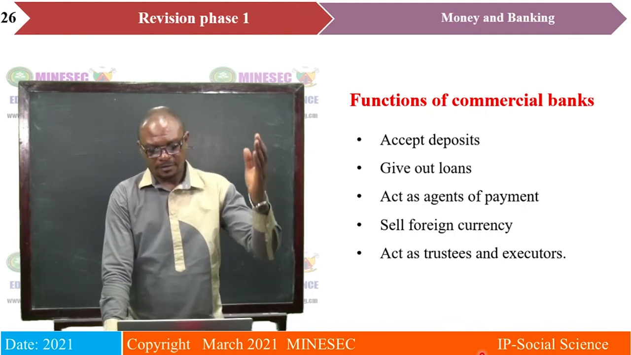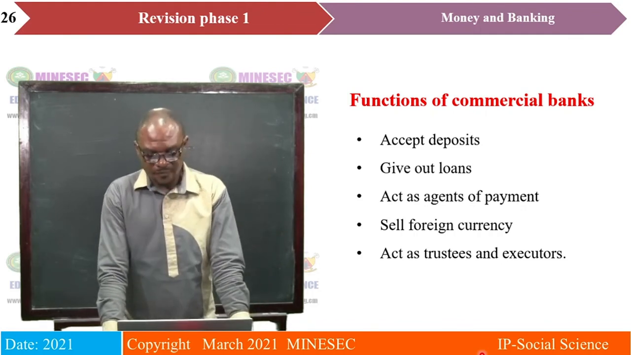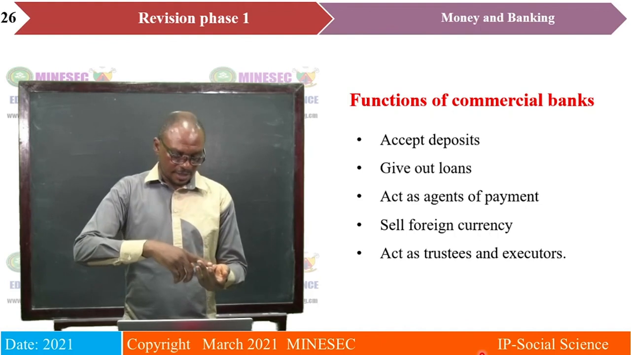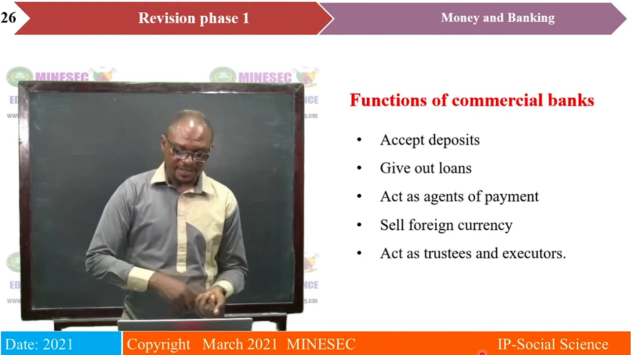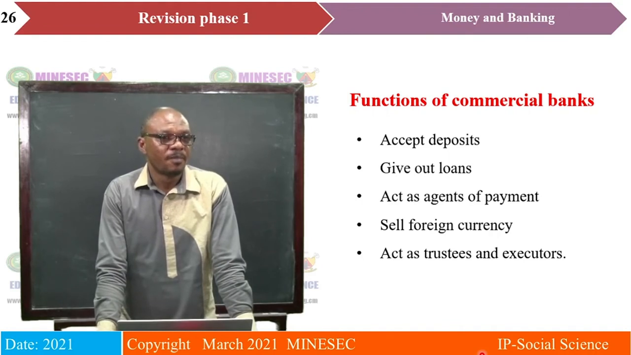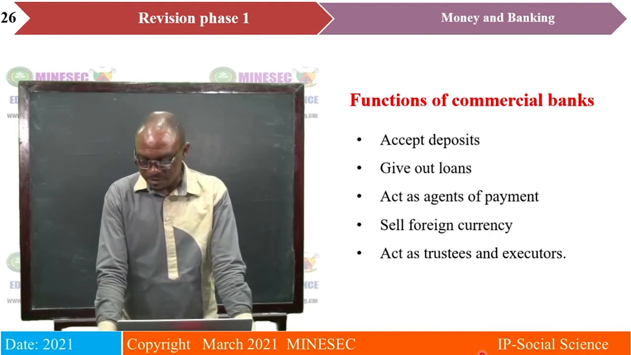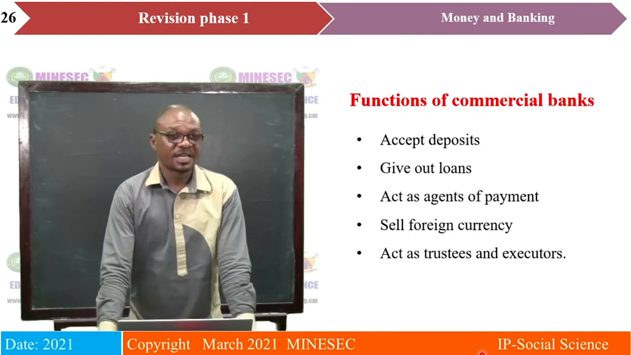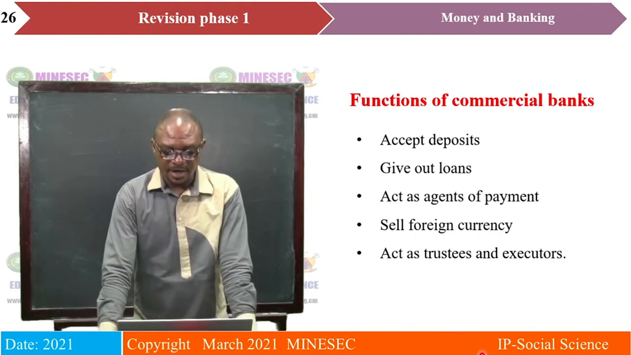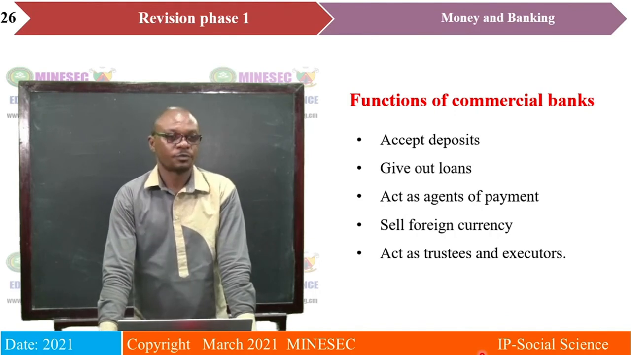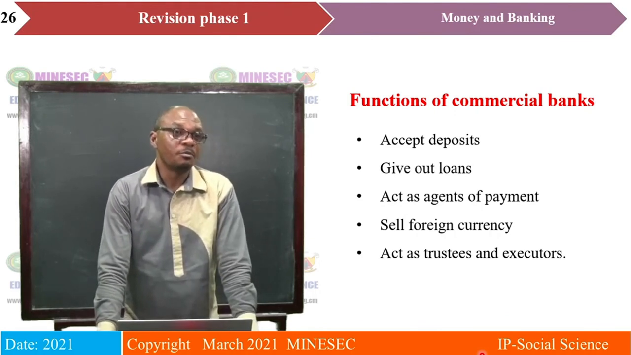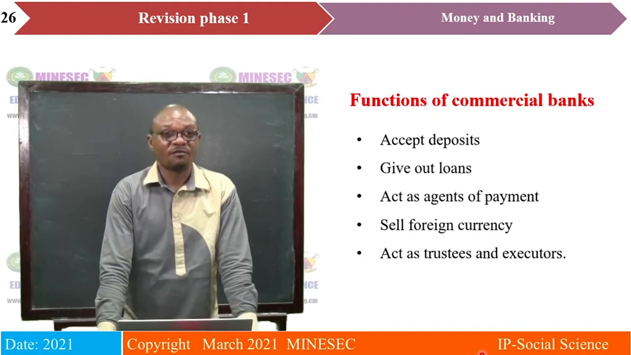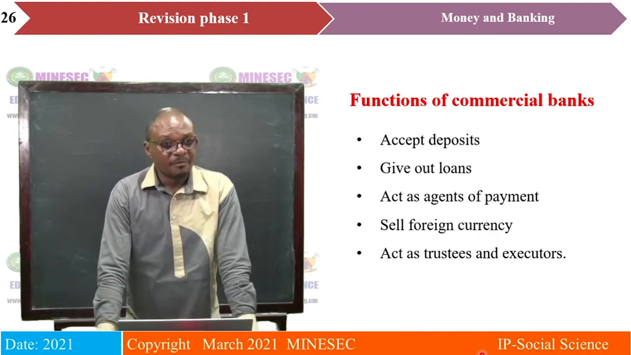First, they accept deposits. These deposits are accepted in the current account or in the saving account, deposit account, or in the fixed deposit account. So banks do accept deposit as a major function for safekeeping. Another significant function is that they grant loans or they give out loans. The loans could be term loans or advances. They could grant loans by giving overdrafts and even by discounting bills.